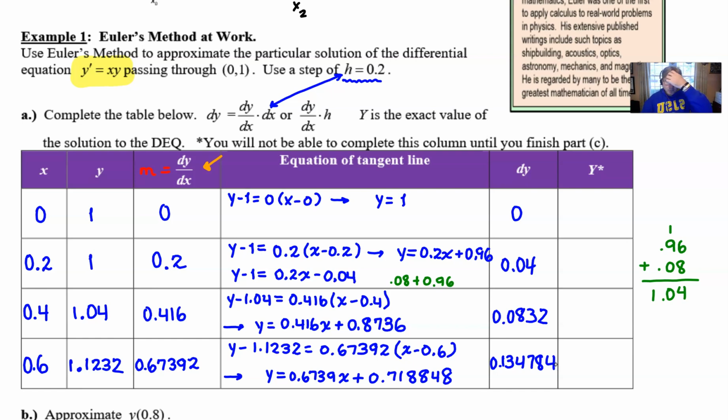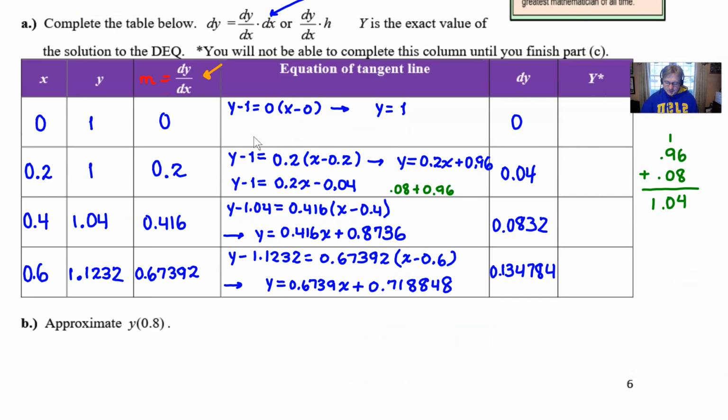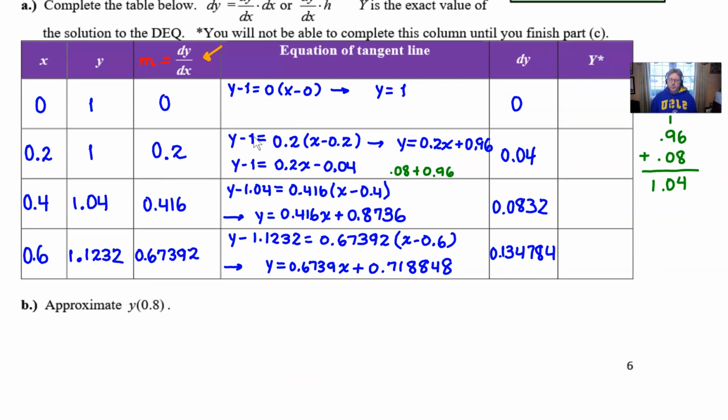Now, the y prime, or the capital Y with the star, that would be the exact value of the solution to the differential equation. So we're not going to be able to do that until we finish the final part of this problem, part C. Now let's scroll up and see what's happening in these other portions.